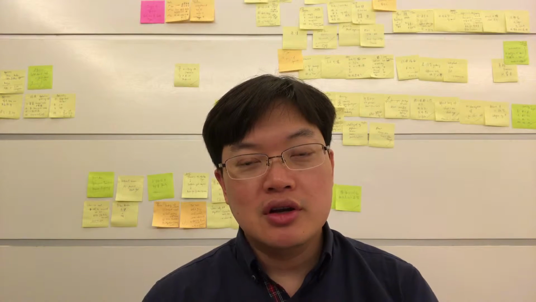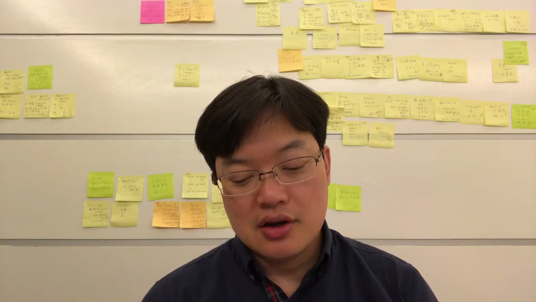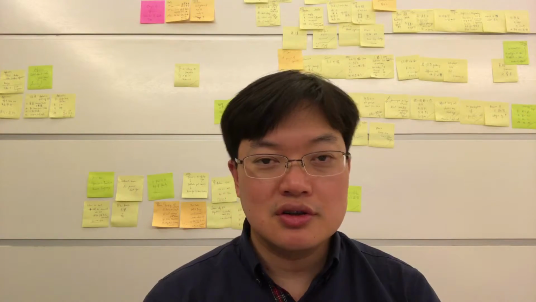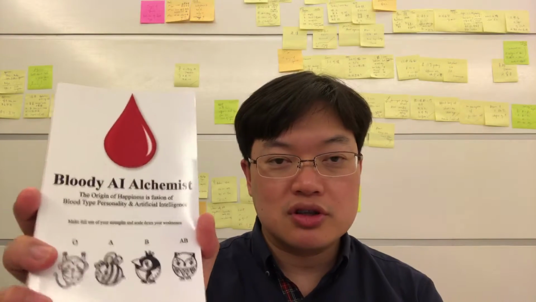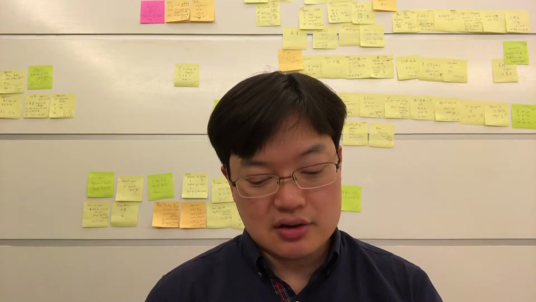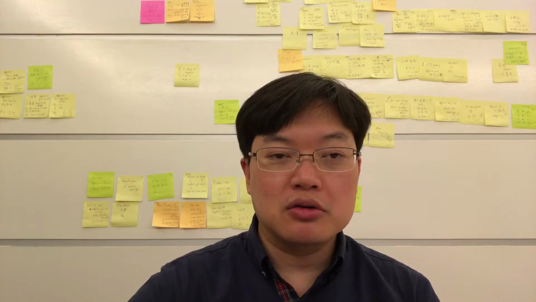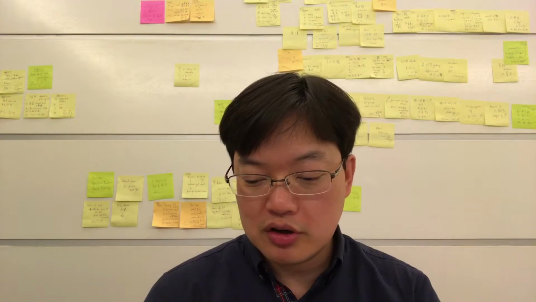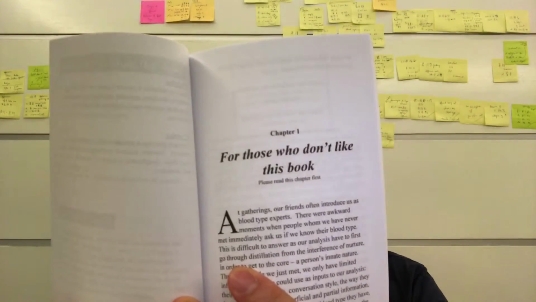I'm a hedge fund manager, but my hobby is to study blood type personality and the correlation with artificial intelligence and investment skill. So this is the book that we have published. This is the second video, where I'm going to talk about the chapter one of our book. Let me see. Yeah, this is chapter one.